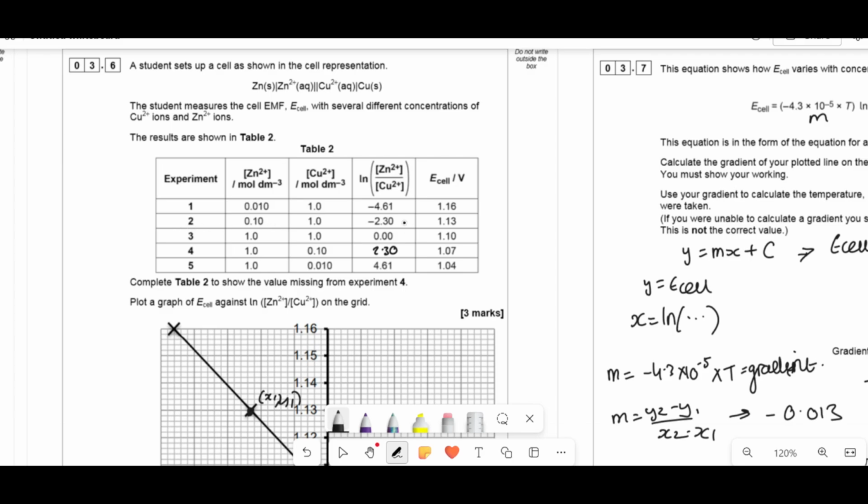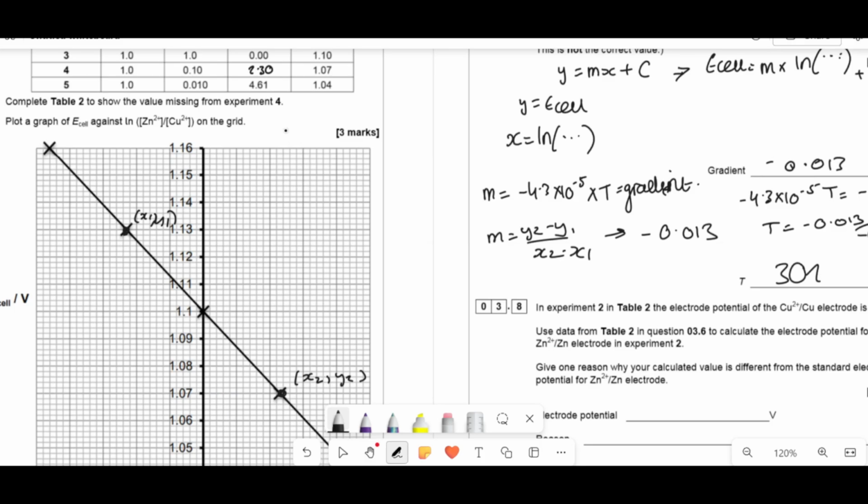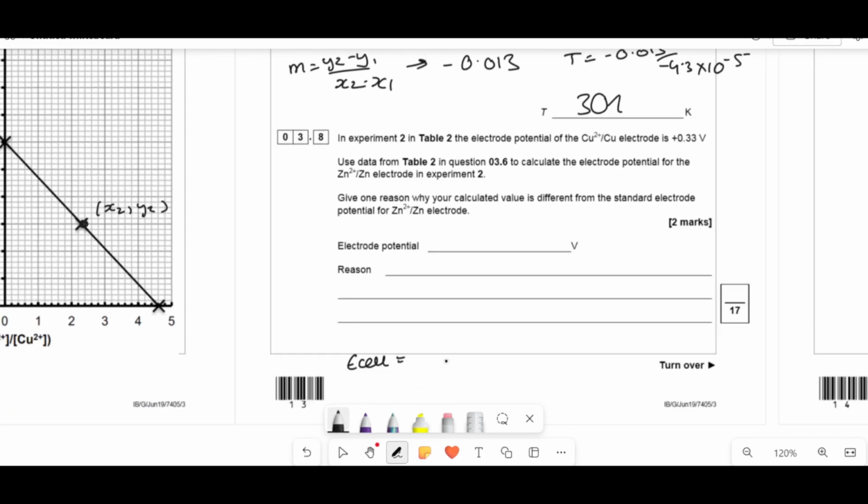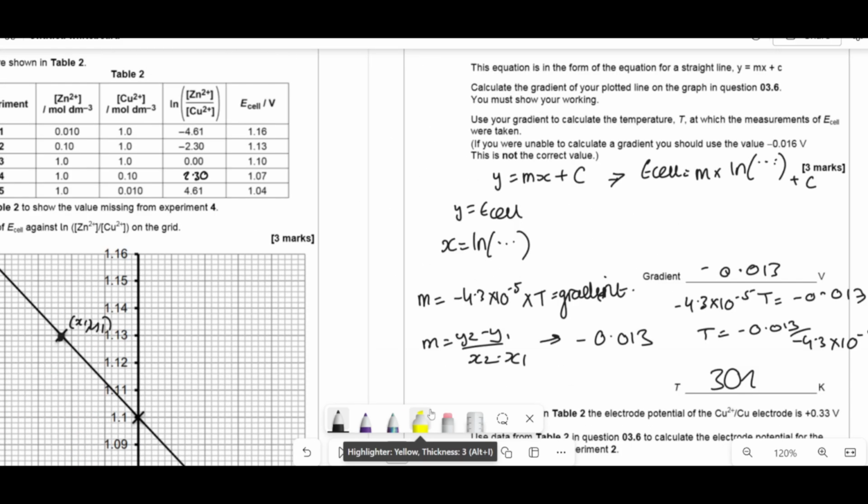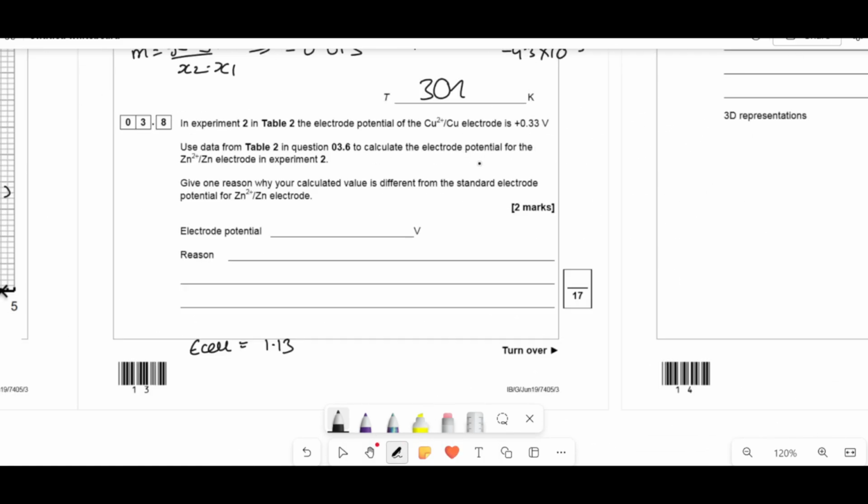So we have a look here. That's going to be our minus 2.3, the ln of this whole thing. And the E cell, they've told you, is 1.13. Fine. Now, let me just scribble that down. The E cell is going to be 1.13. So the E cell of that was from the table, 1.13. And they've told you the E value for the Cu2+ electrode is 0.33 volts. So the formula is E cell equals E reduced minus E oxidized, right?